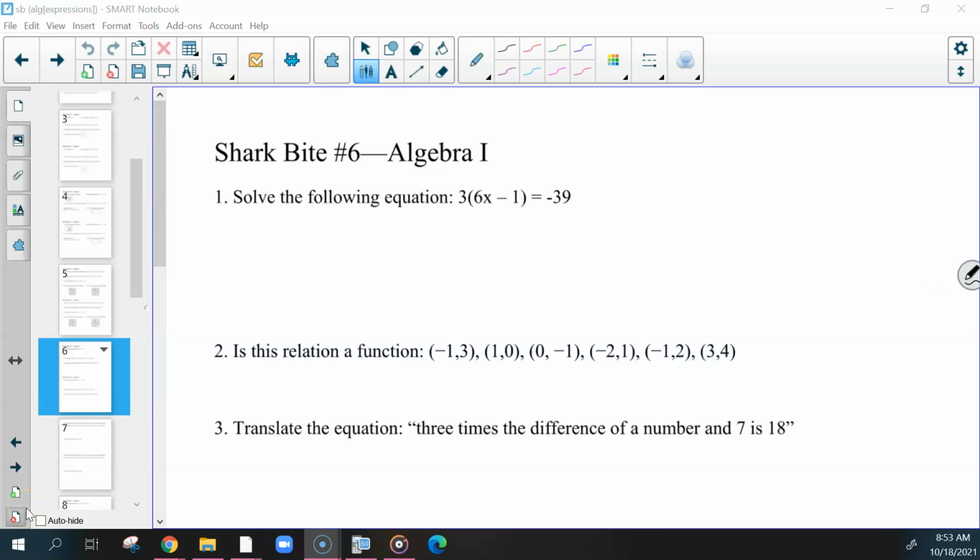For the trick bite, this first one you needed to solve. So you could have done one of two things. Either distribute and solve for x like that, or divide both sides by 3 and solve like that. Either or would have been fine because I can divide negative 39 by 3 and get a whole answer. But most of you distributed.